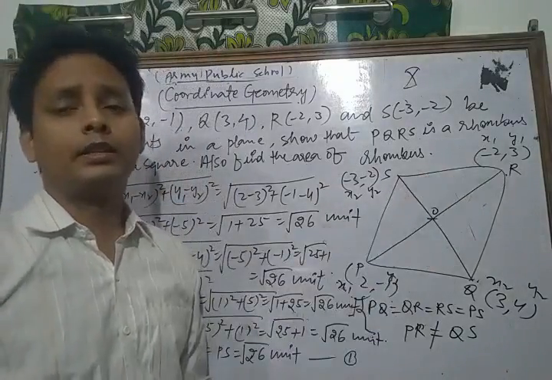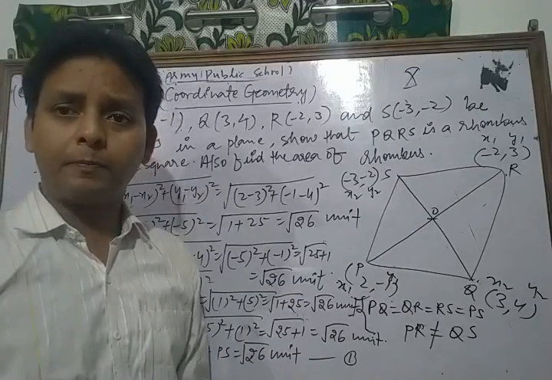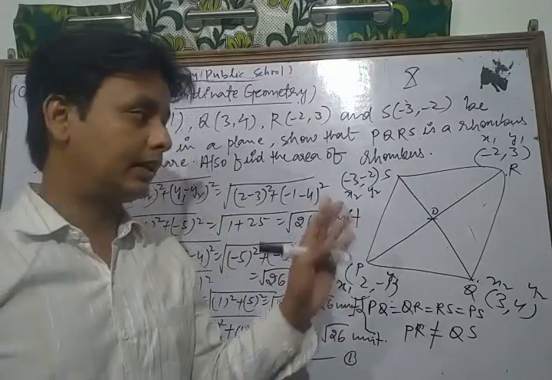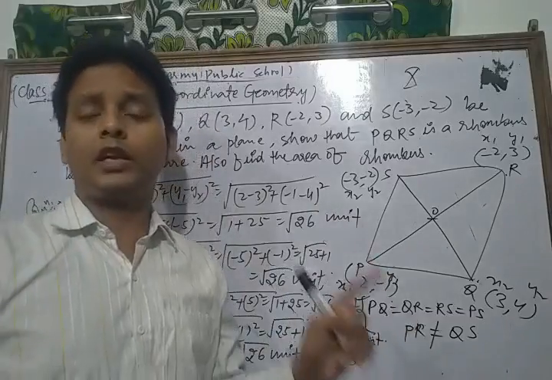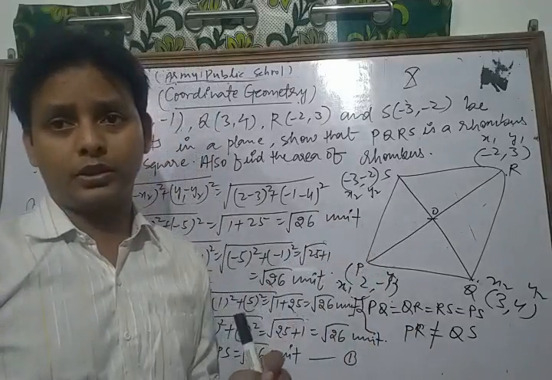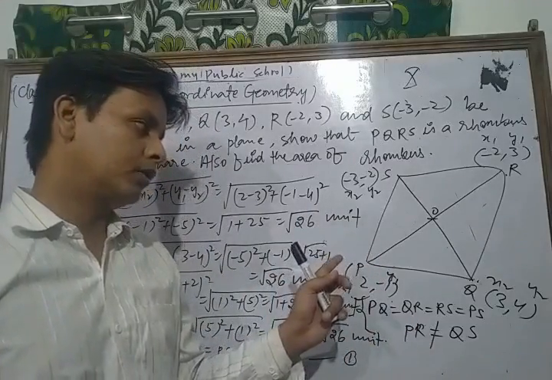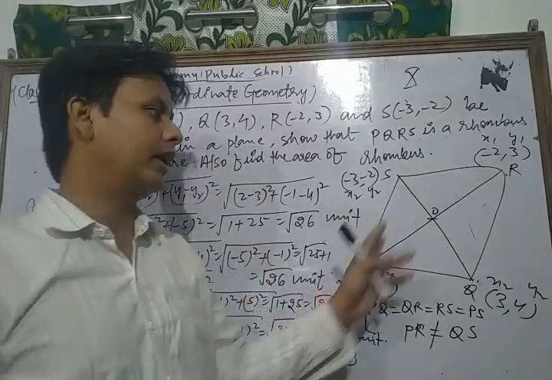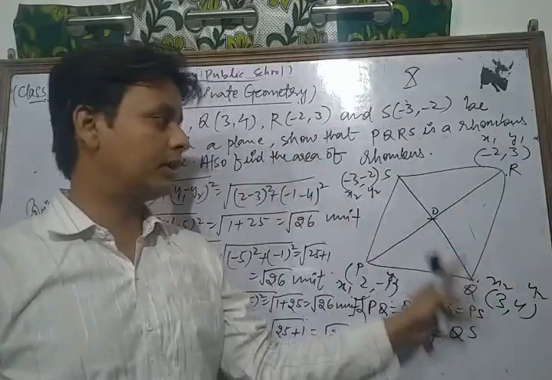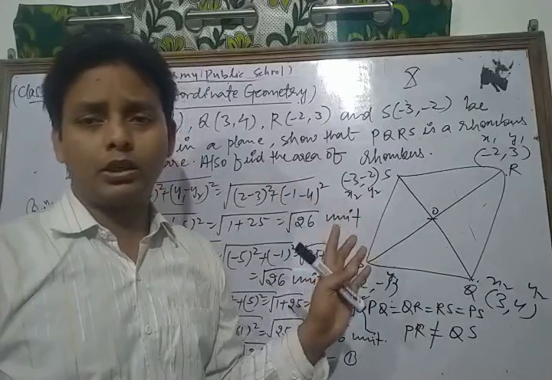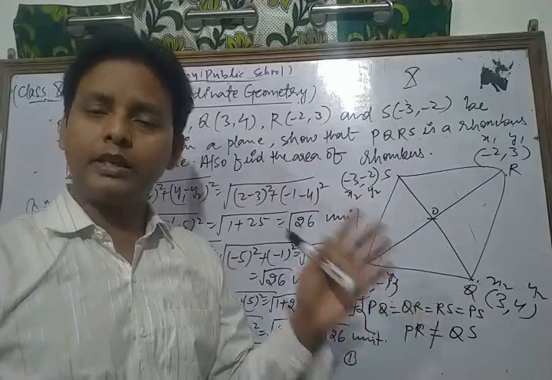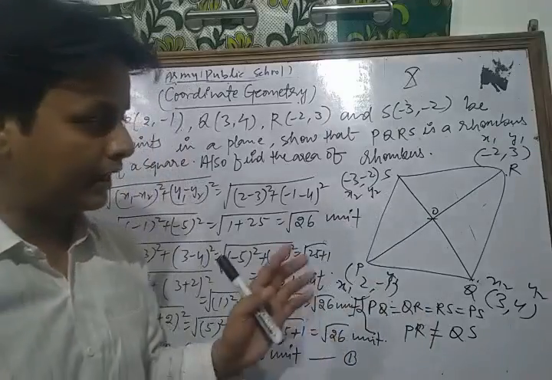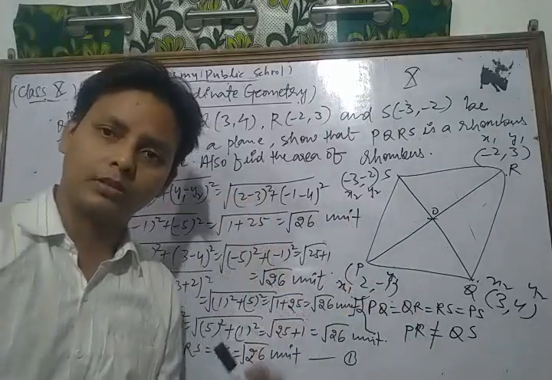their diagonals. In a square, the diagonals are also equal, but in a rhombus the diagonals are not equal to each other. So for proving that PQRS is a rhombus, we first find the diagonals PR as well as QS, and if both are unequal, then we can say that PQRS is a rhombus. Now let's see.